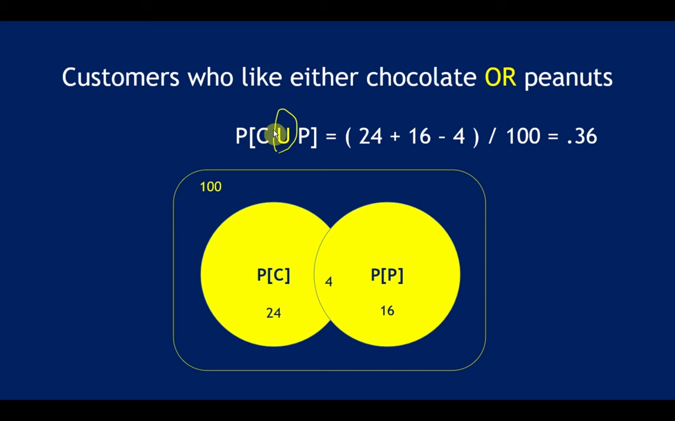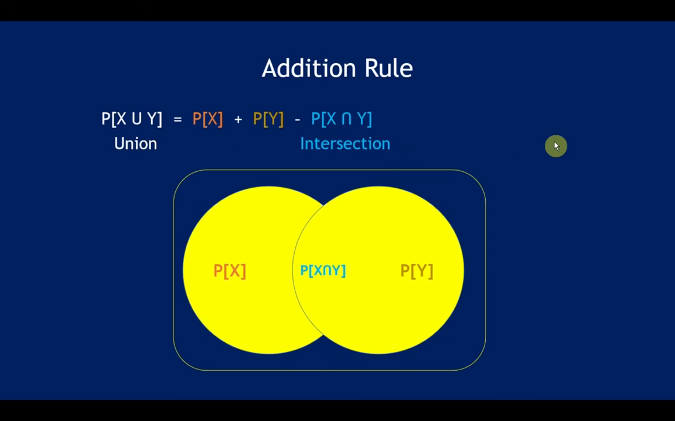So if we have 24 customers who like chocolate, and then we have 16 who like peanuts, when we combine them together, we actually see that there's a little bit of overlap in the middle. So those 4 customers who like both chocolate and peanuts are actually double counted. So what we want to do is combine them together, and then we need to subtract the double counted area, which is the overlap. And then we divide it by the sample space, which is 100, and that's how we get 0.36.